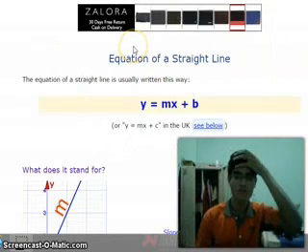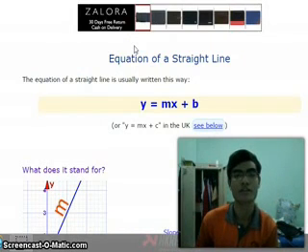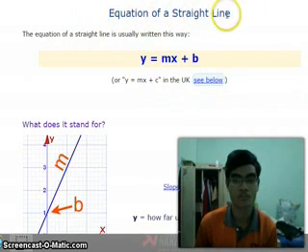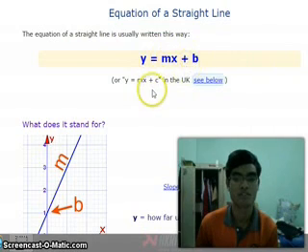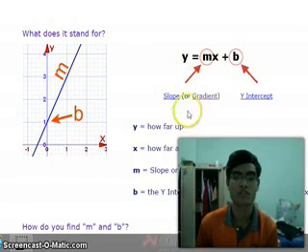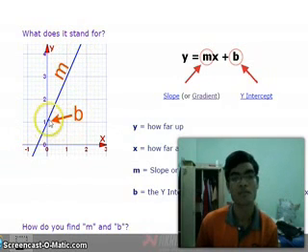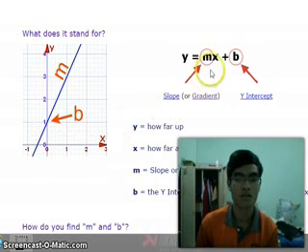Next I'm going to explain to you how to find a gradient in a straight line. Firstly, we need to know the equation of the straight line, which is y equals mx plus c or plus b. Y stands for the y-axis, while m stands for the gradient, which is what we want to find. B stands for the y-intercept, while x stands for the x-axis.